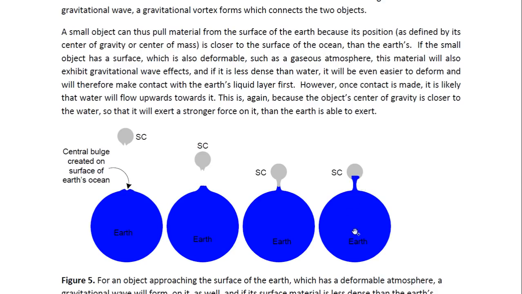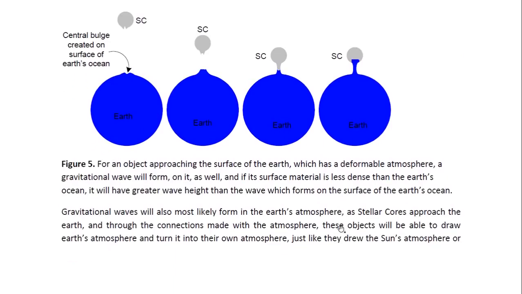You see, this is the center of the Earth. It's quite far to the surface of the ocean, whilst the center of the stellar core is closer. So it will exert a stronger force on the water, on the surface of the ocean. It will be able to draw it upwards through this gravitational vortex.